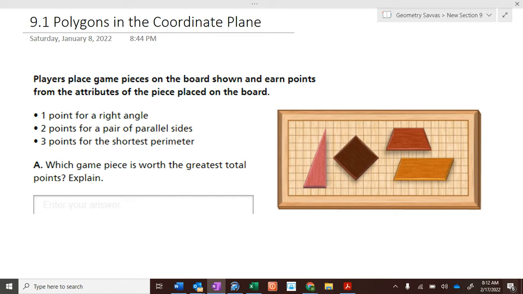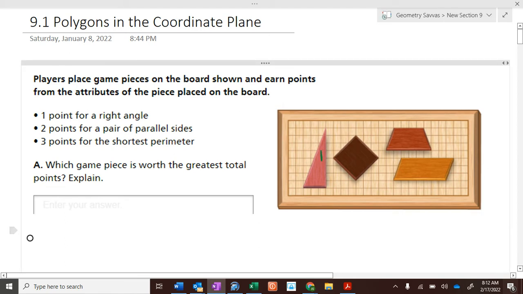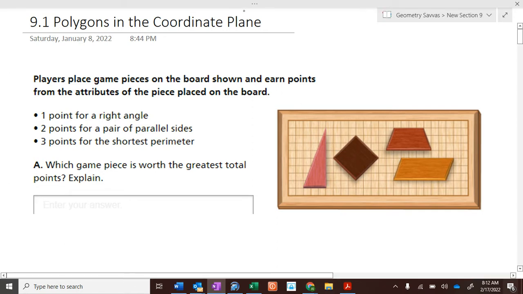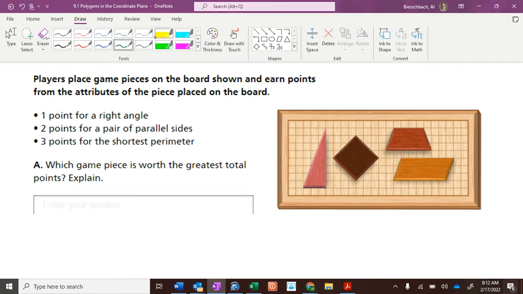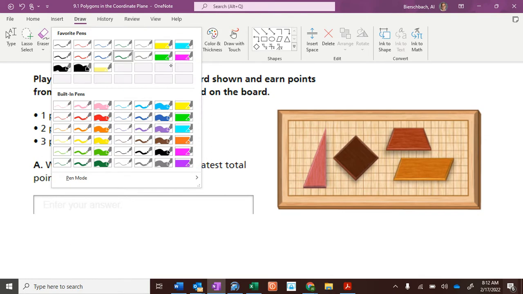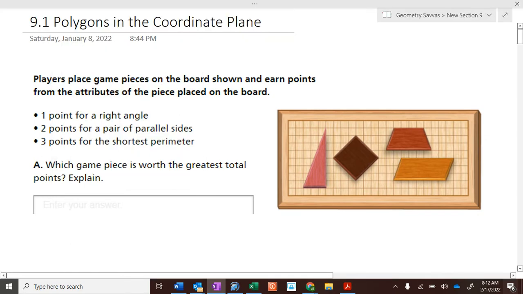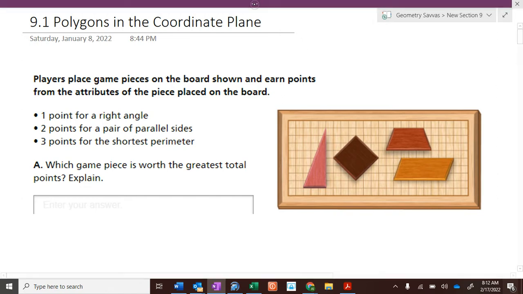How many right angles do we have? 1. So we get 1 point for that. 1 for right angle. Okay? Ooh, that's tough to see. Let's change the color there. Let's go pink. Will we see? No. Oh, no. Can't see pink.